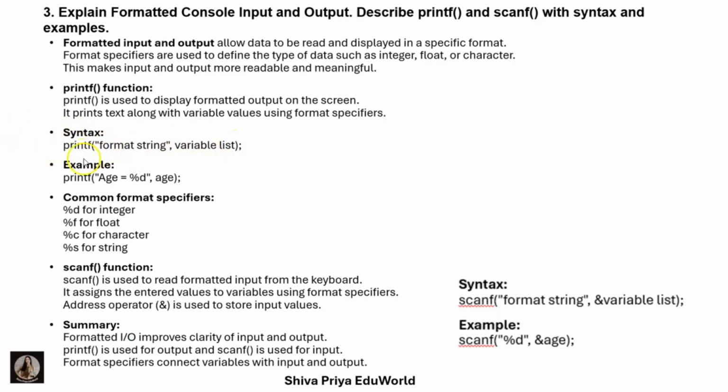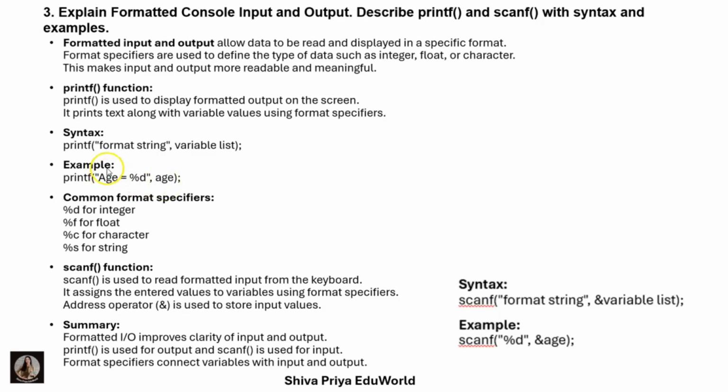For better understanding, let us see an example. Printf, same as it is, printf. Here the format string is, I have taken the variable age. Age is equal to, age means it will be a number, that is 18, 22, 25, anything. That is a number, which means integer data type. That's why I have used %d. Clear? Age is a number, that's why I am using %d here. And in the variable list, I am using age as a variable.